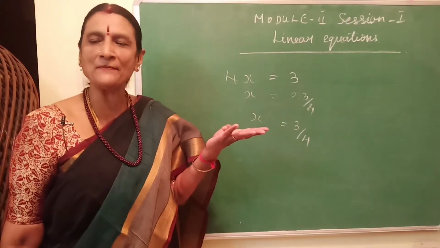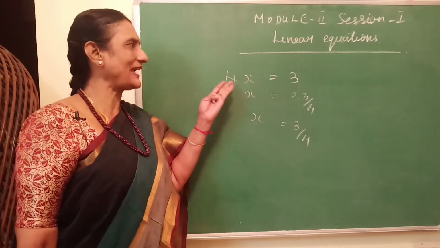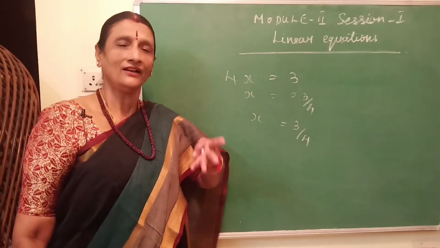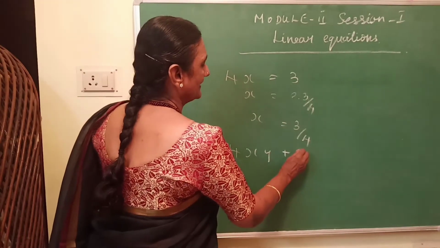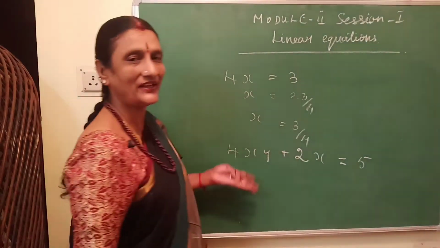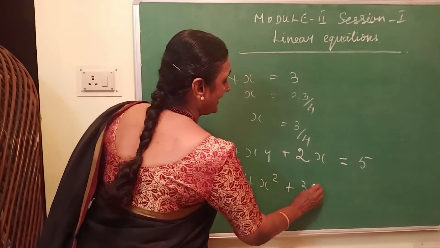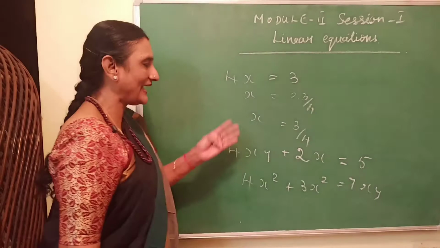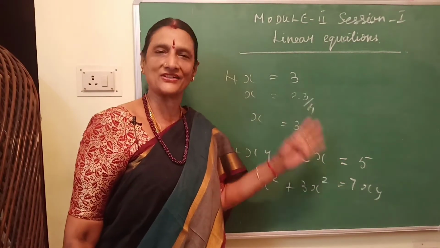Can you give an example of an equation? Don't always think about the type 4x is equal to 3 and 3y is equal to 6 and so on. Go a little further. Even this is an equation, 4x plus 4xy plus 2x is equal to 5. This is also an equation. If you write this as 4x square plus 3x square is equal to 7xy, that is an equation. Any expression equated to something we call an equation.